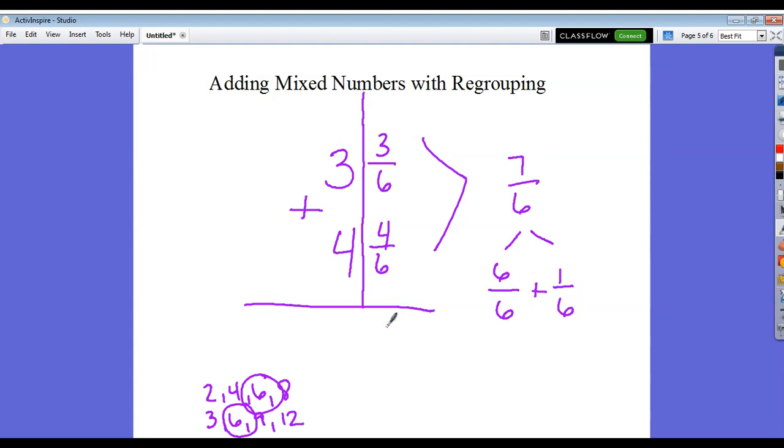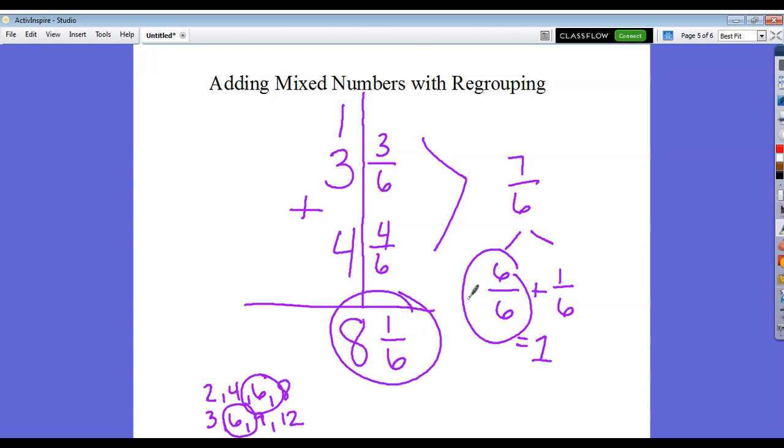The 1/6 gets written in my fractional side of my equation. And this 6/6 is really equal to one whole. So this 1 gets regrouped into my ones column. And then I'm going to add up 4 plus 3 plus 1, and I'm going to get 8. So my answer is 8 1/6.